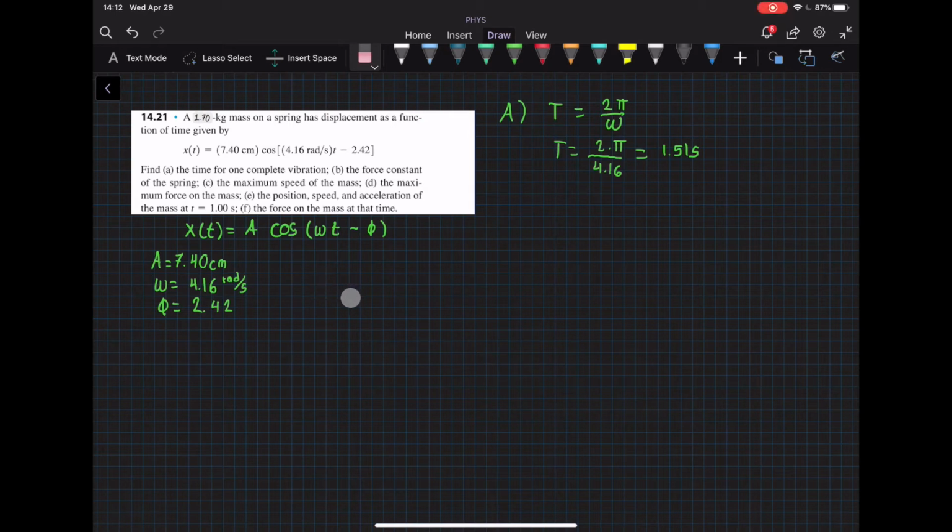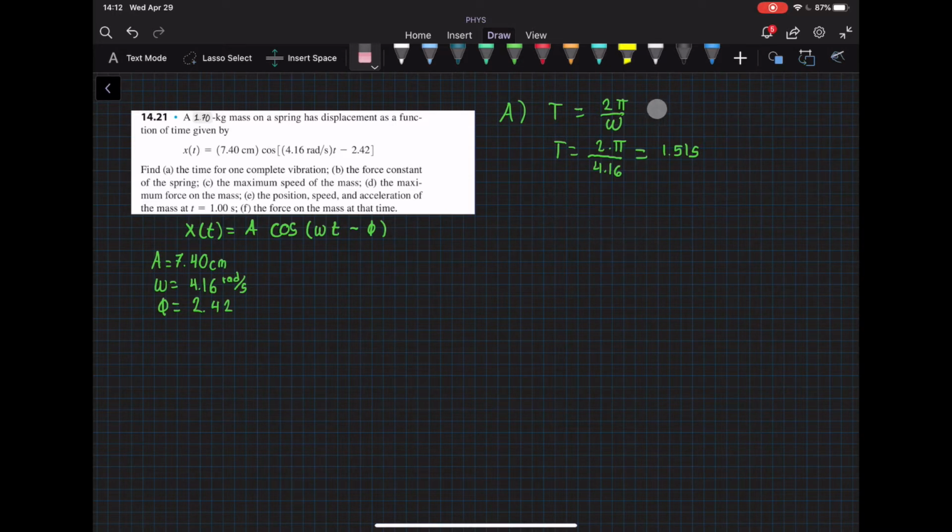Hello guys, now we're gonna do problem 14.21. This is a very long problem. You can read the questions right here. What I did was write the original equation, and then that way I could find what information is given right here. The first part is asking for the period.